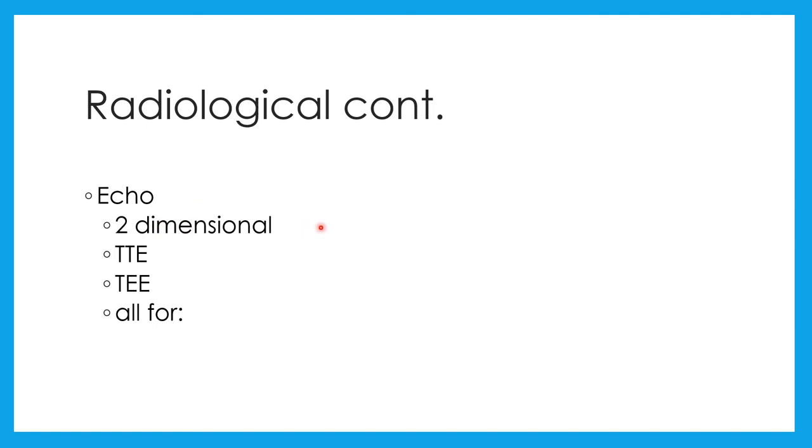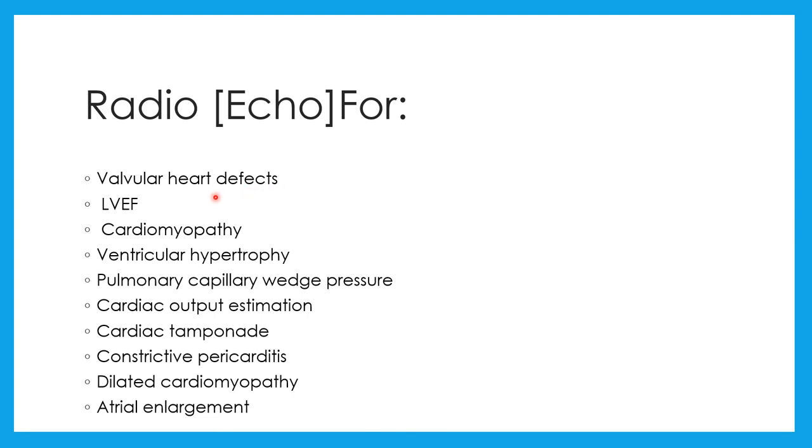Echo could be two-dimensional echo, thoracic or transesophageal, depending on what you are targeting, what you really want to pick. So when we have echo done, we want to get valvular heart defects and left ventricular ejection fraction that would predict the mortality in this particular patient. Want to know if we are dealing with cardiomyopathy, ventricular hypertrophy, pulmonary capillary wedge pressure, cardiac output estimation, cardiac tamponade, constrictive pericarditis, dilated cardiomyopathy or atrial enlargement.